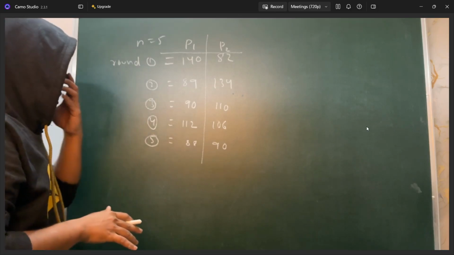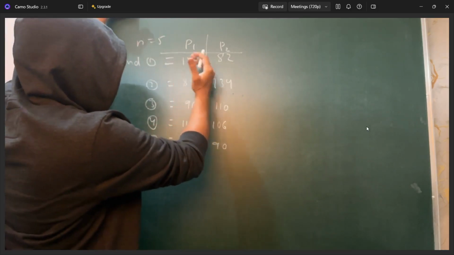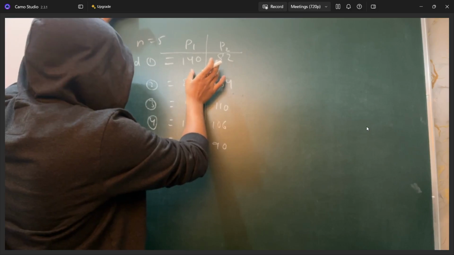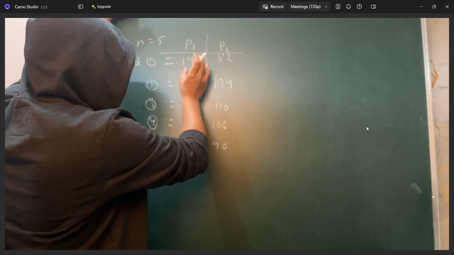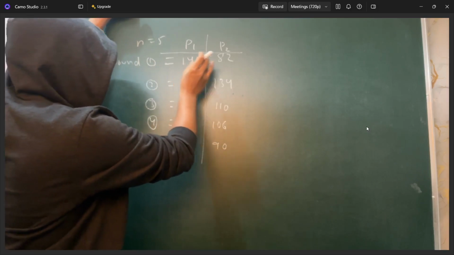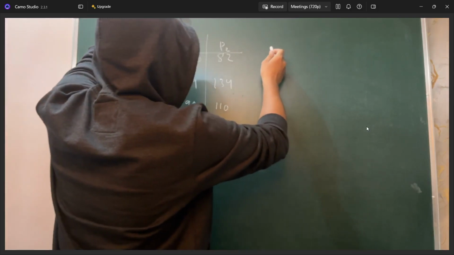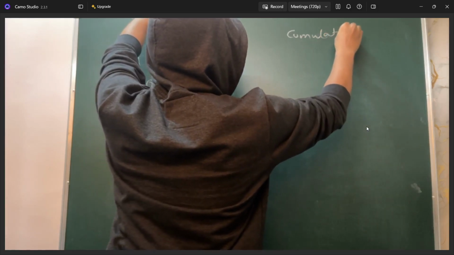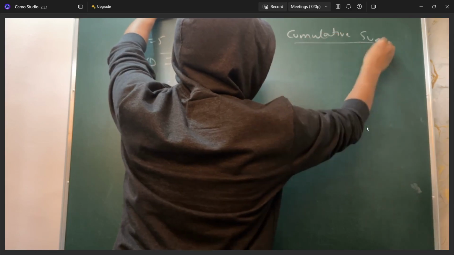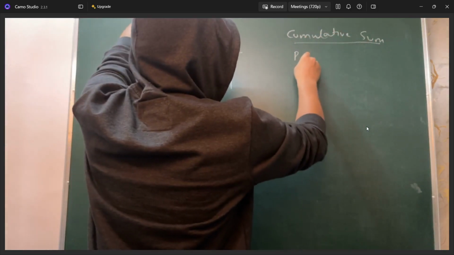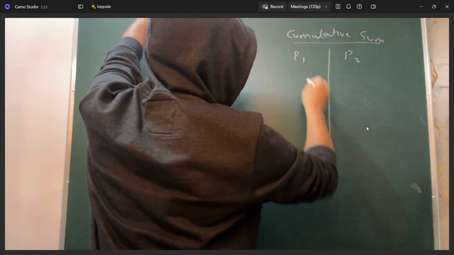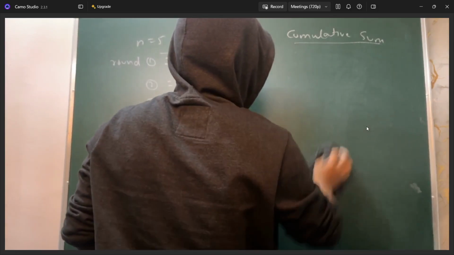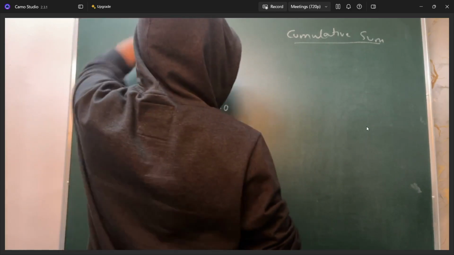So in this case, if you see, player 1 has a higher score than player 2. So definitely player 1 has more score. In order to find the difference, now I'll be taking one more table, the cumulative sum. In this table, I'll be taking the scores of player 1 and player 2. Let me draw a bit at this position because we need to find the leader and lead score as well.